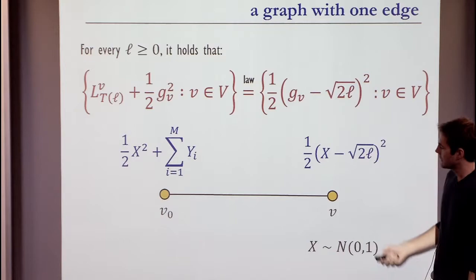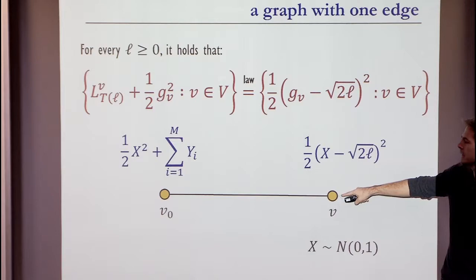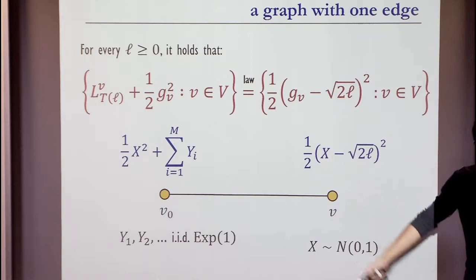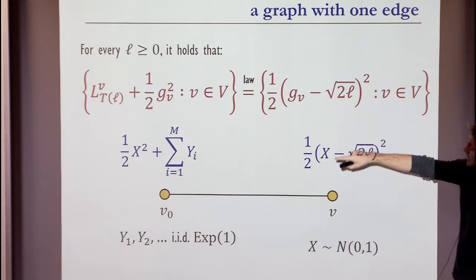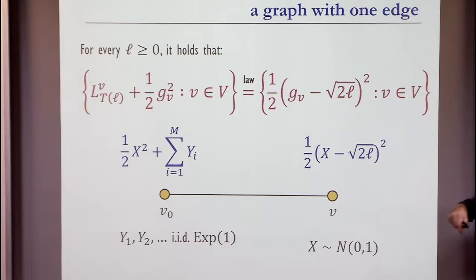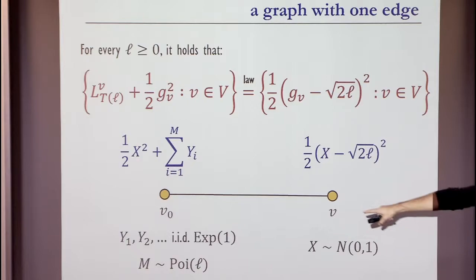Then what's the time we spend at v? Well, for every excursion, we spend an exponential amount of time with mean 1 there before we go back. So the local time is a sum of iid exponentials. There's this m, which we didn't specify yet, but the yi's are just iid exponentials. M is the number of excursions that we make before we've accrued time L at v0. So it's also the amount of times we're spending at v0 exponentials. So the number of exponentials you need to sum to get to L is a Poisson with parameter L. Okay. So all of these random variables here are independent.